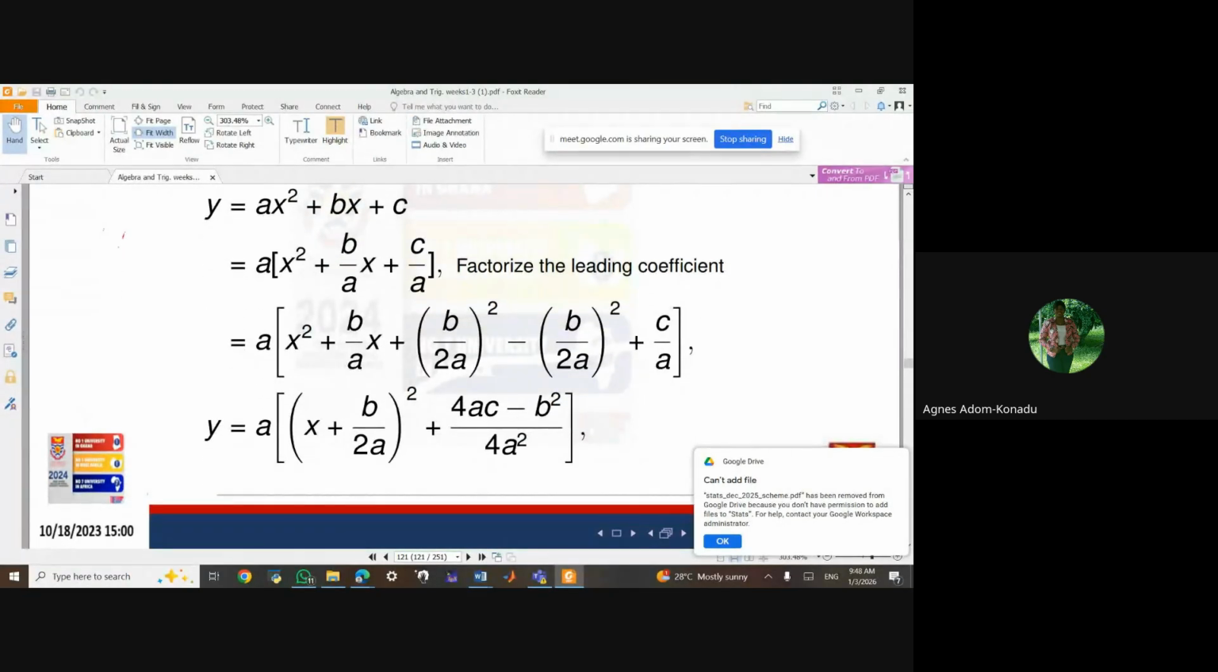Then when I simplify, I can see that x squared plus b over a x plus b over 2a squared can be written as x plus b over 2a squared. Then when I simplify minus b over 2a squared plus c over a, I'm going to get 4ac minus b squared over 4a squared.